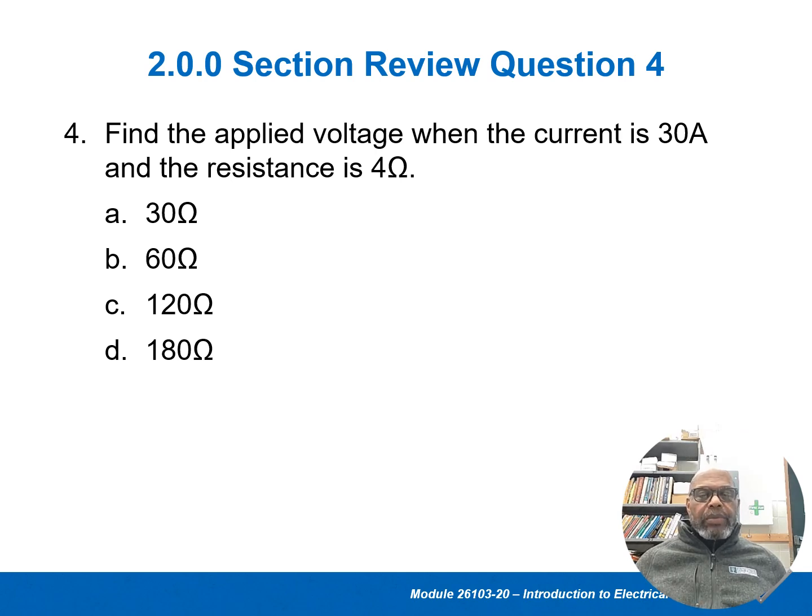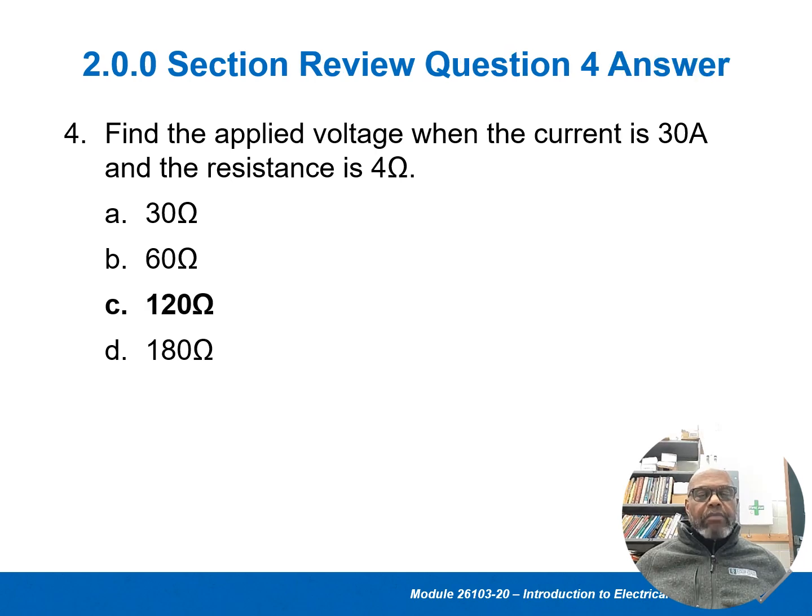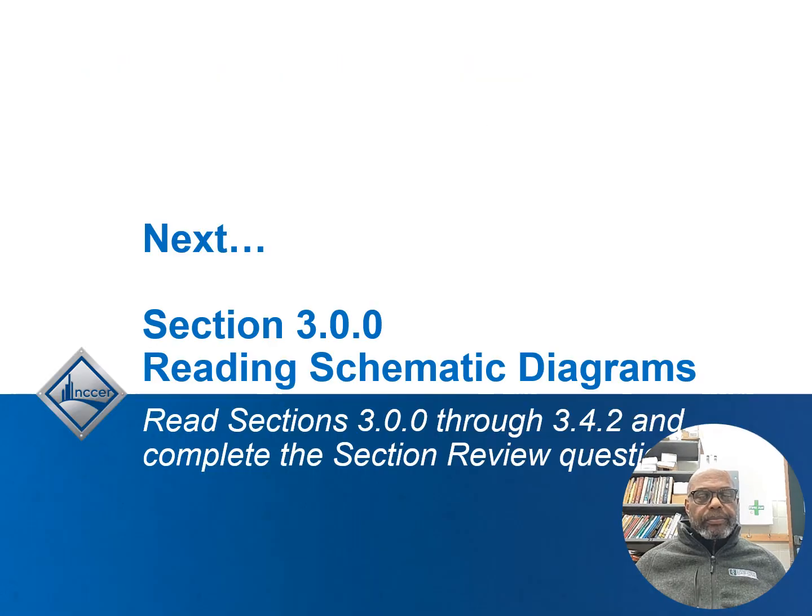So again, we have to use Ohm's law to determine that. To find the applied voltage, we need to know two things: the current and the resistance. Ohm's law says voltage equals current times resistance. So if you multiply those two, you will come up with 120 volts. And this ends the second video for this section.